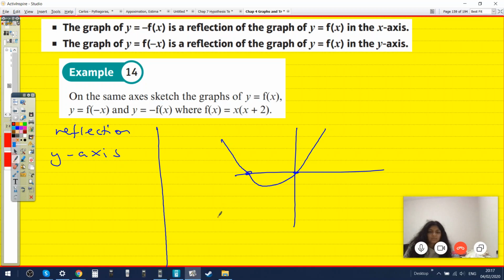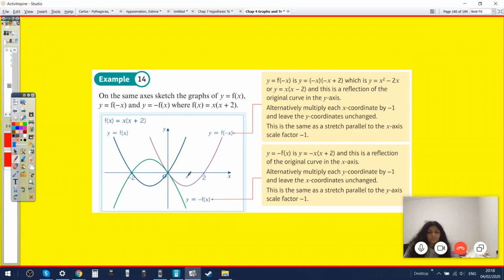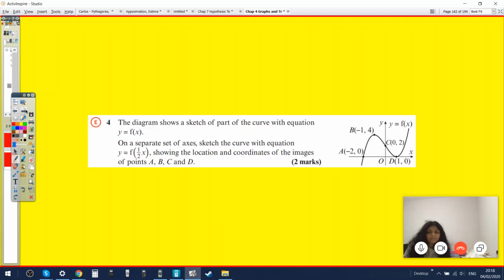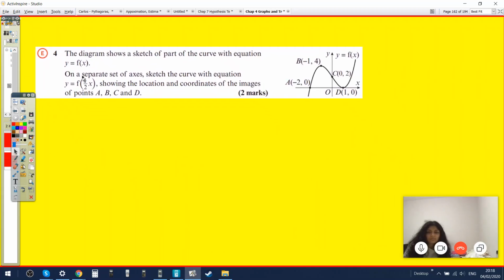So the second one is going to turn into a negative quadratic like that. But a reflection in the y-axis is going to look like that, I think. So this was at -2, so now that's going to be at +2. Yeah. That's it. Okay, you're doing well. Okay, let's see what these have for us. All right.